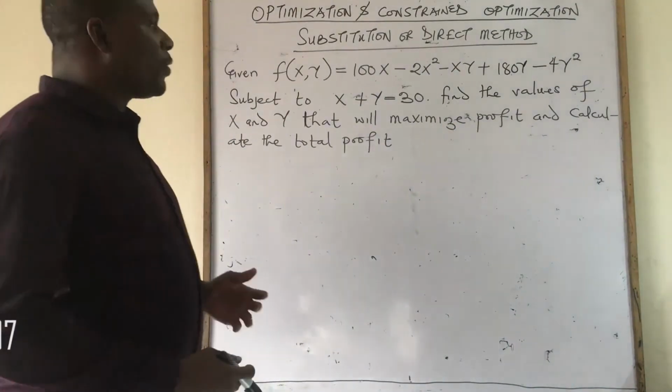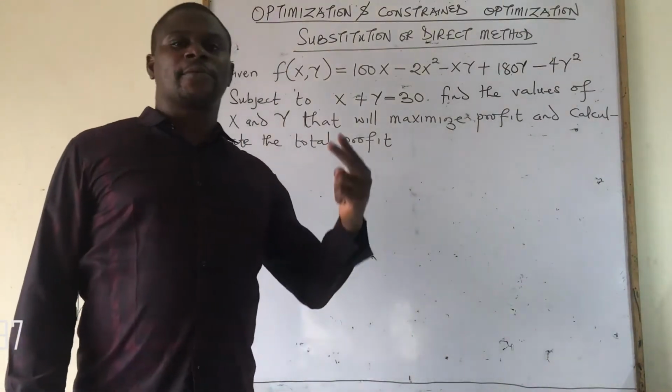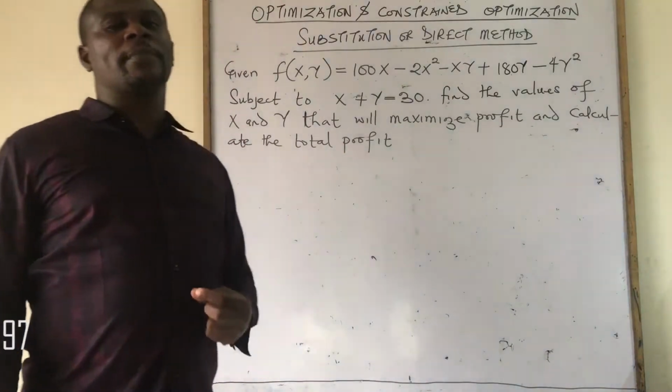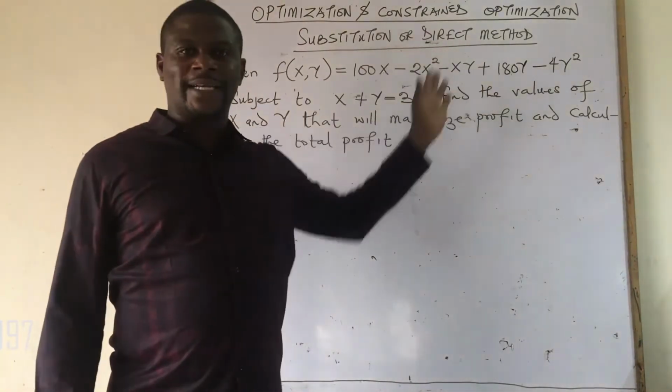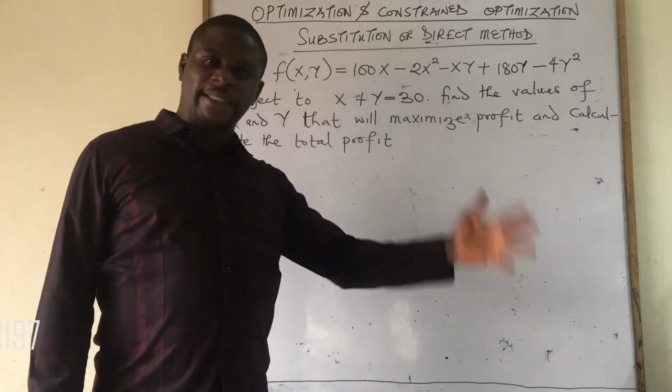So now, of course, constraint optimization has two methods. It has the substitution method and the Lagrangian method. Now the substitution method is also known as the direct method, and that's what we are looking at now. We are going to consider the Lagrangian method later.